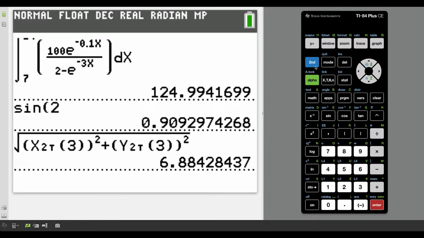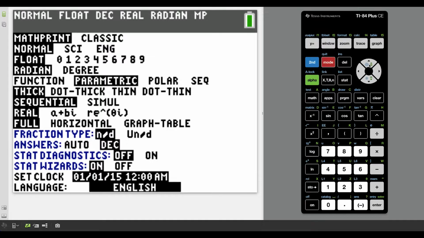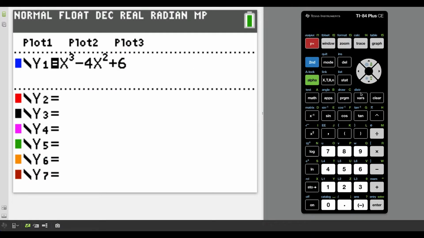So we were in parametric mode before, so we'll switch back to function mode here. And now we're just going to go to the y equals. We'll clear out what we had before. And our derivative was sine of x to the third. Now, this is the first derivative. We need to look for a sign change in f double prime.